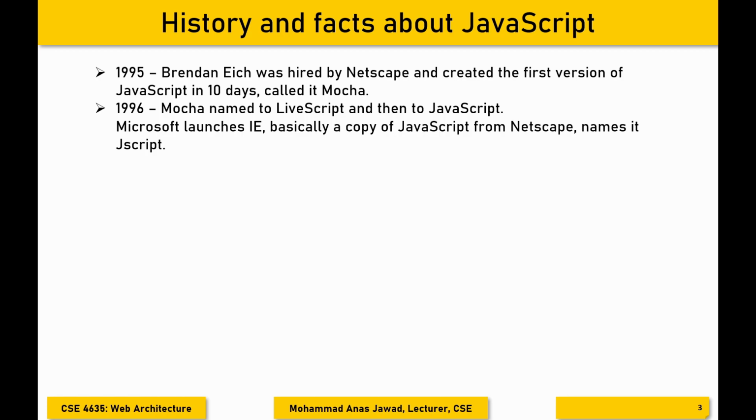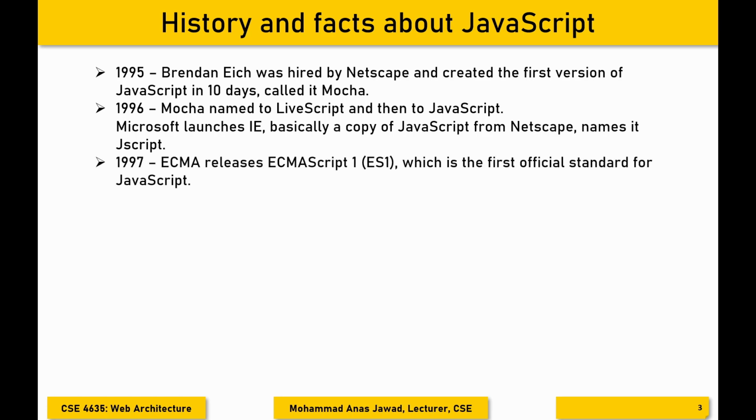So after that, Microsoft launched Internet Explorer, which basically copied JavaScript from Netscape and named it JScript for legal reasons, obviously. Now, since so many languages were coming up that were following JavaScript but were not following any specific standard, people realized that a standard was necessary, right? So in 1997, ECMA released ECMAScript 1 or ES1, which was the first official standard for JavaScript. Now remember, ECMAScript 1 is the standard and JavaScript is a language that follows that standard.